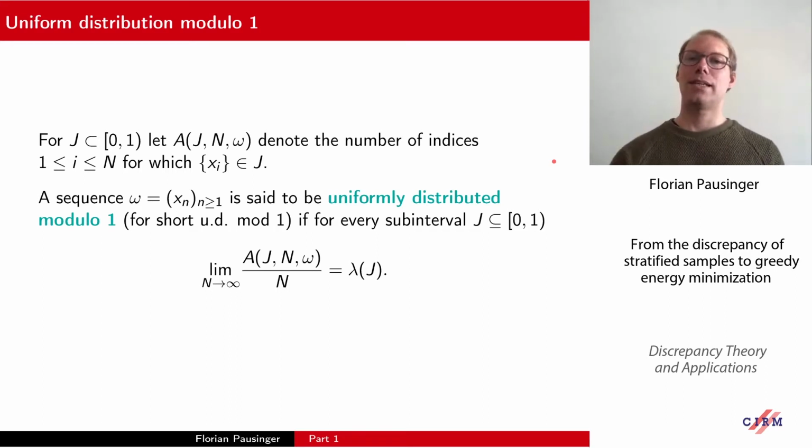Then we say that an infinite sequence omega is uniformly distributed modulo 1 if for every subinterval this limit relation holds. So in the limit, every subinterval J should get a fraction of all points that corresponds to its measure. Lambda will always denote the Lebesgue measure. In the one-dimensional setting, it would be the length of the interval. So asymptotically, every subinterval should get a fraction of points that corresponds to its length.